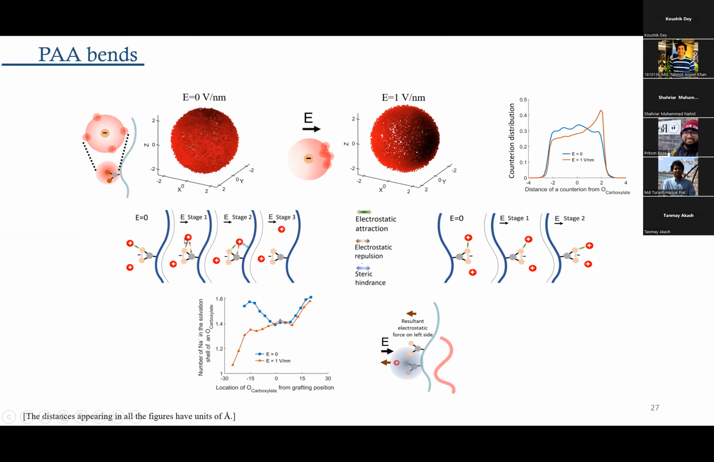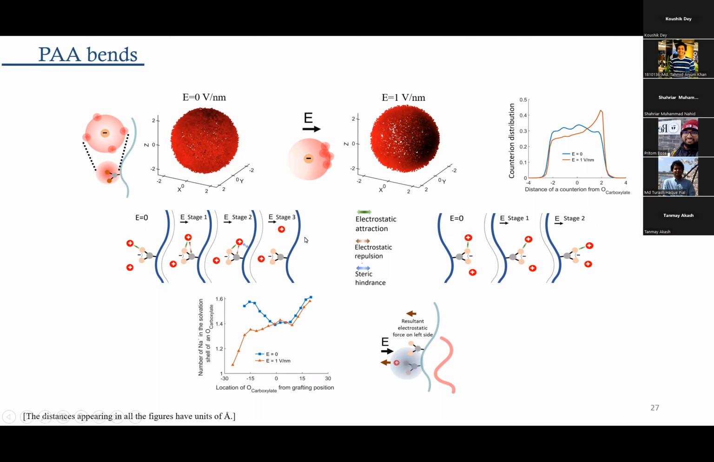When you start to apply the electric field, this counter ion is trying to go to the positive side of the brush, and it has some other forces also accounting. If the carbon of the carboxylate is slightly positively charged, it can repel this polyelectrolyte, right? Also the counter ion. And because of this force, if this force is high enough, it will leave the solvation shell.